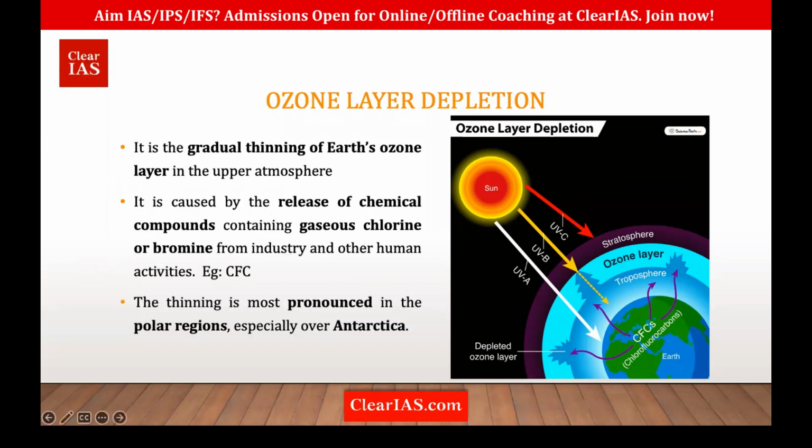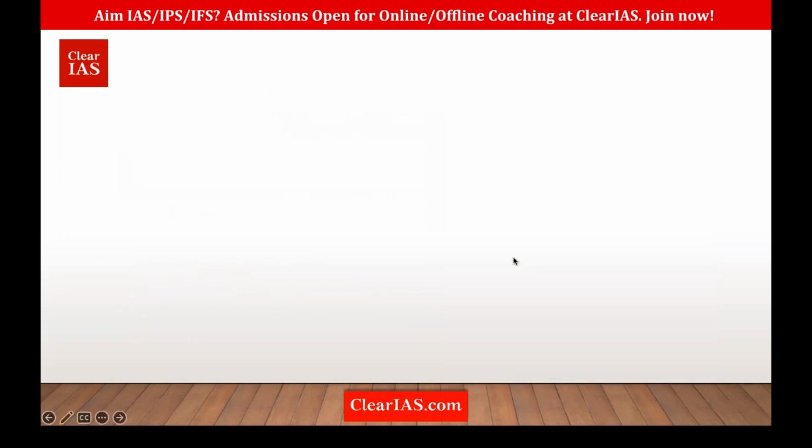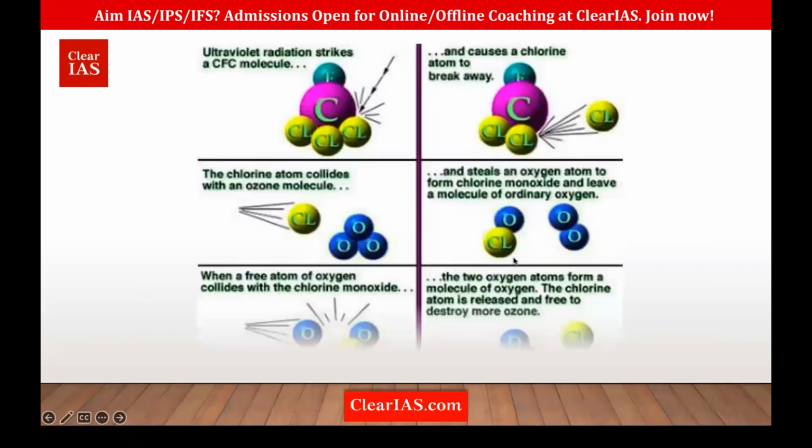One particular thing you must know is that this ozone layer depletion, which we commonly call the ozone hole, is most pronounced where? In the Antarctic, that is the polar region. And it actually becomes thinner and thinner, especially during the winter time. So this is something you must know. We'll see how this ozone layer depletion actually happens.